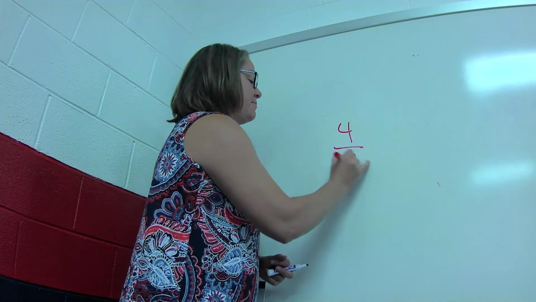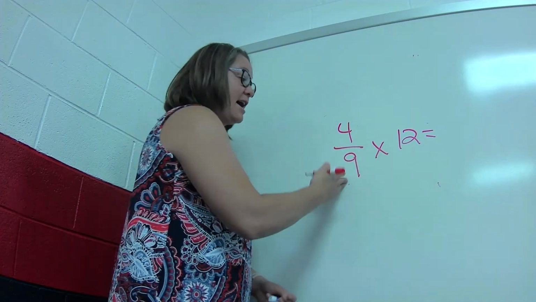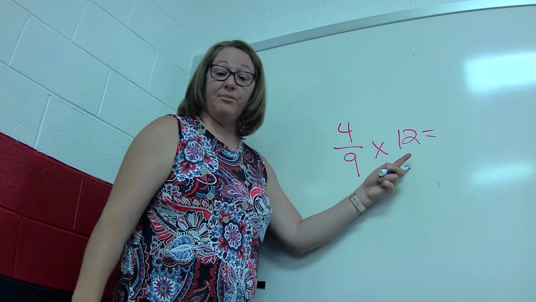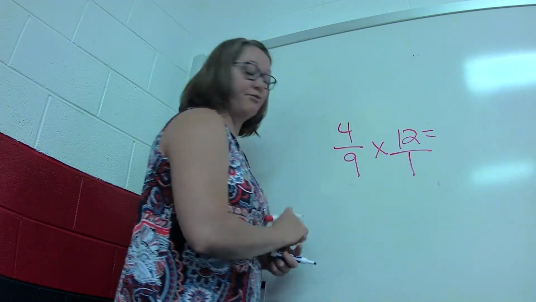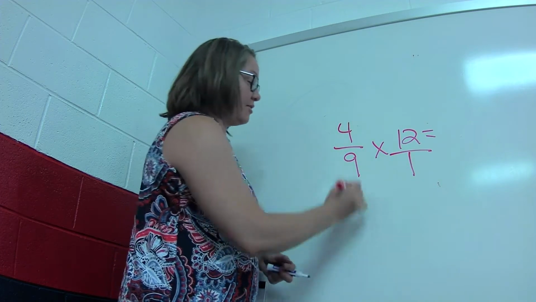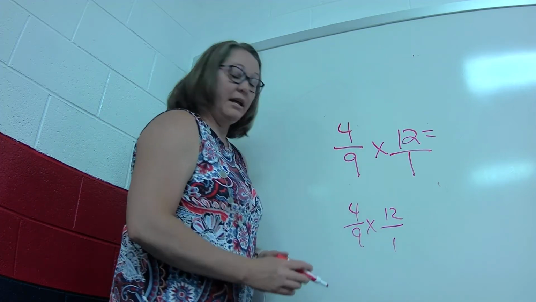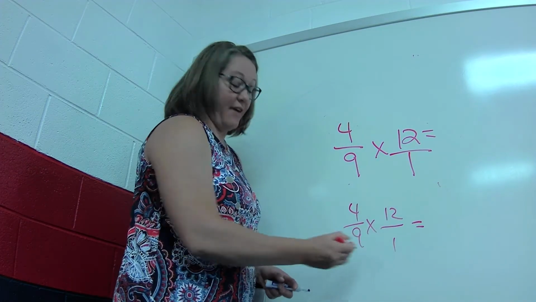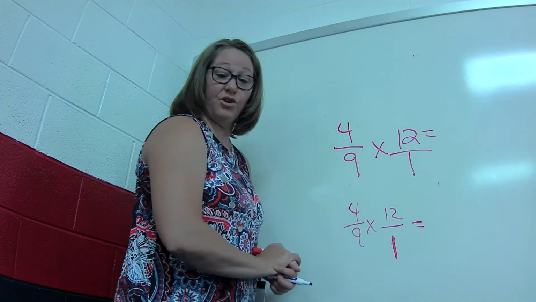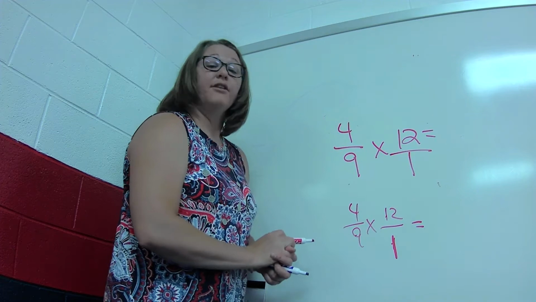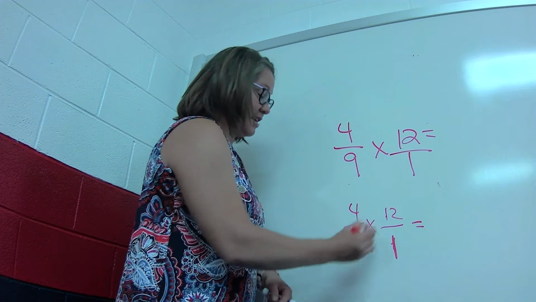All right, let's try another one. A fraction times a whole number. Now again, I need a fraction times a fraction, so I have to take this whole number and make it into an improper fraction, and I need to do that by putting it over 1. So if you wanted to rewrite it, 4/9 times 12/1. Now, I can again look for common factors. 1 and 4, it's already in lowest terms, no common factors. How about 9 and 12? There is a common factor. That common factor is 3. 3 goes into 9 three times.